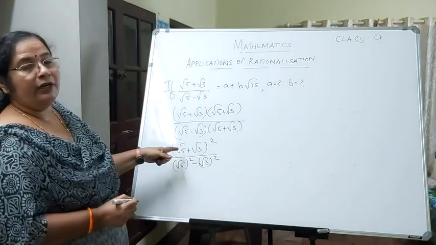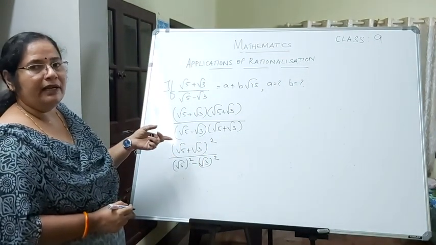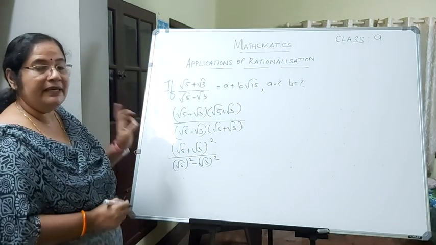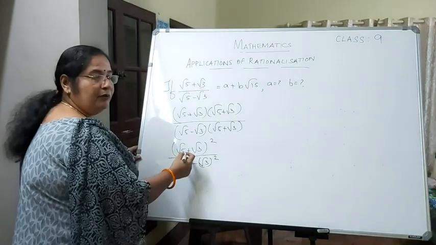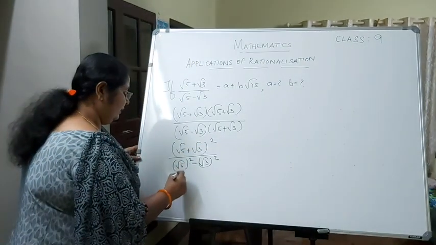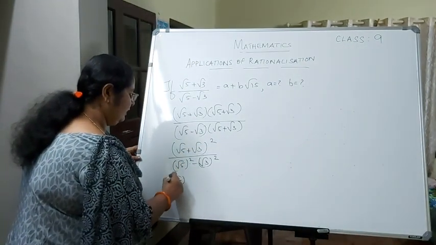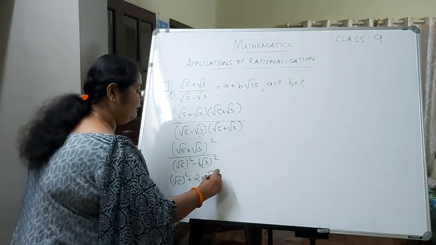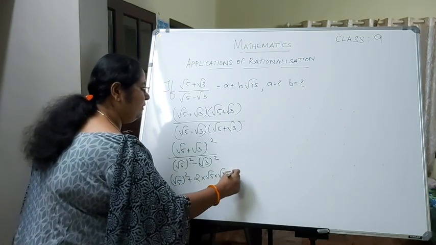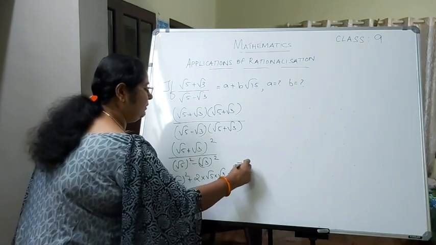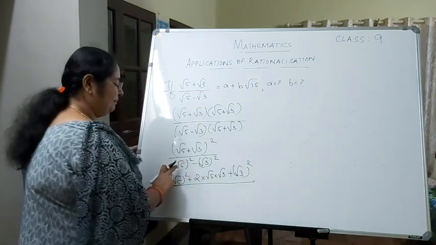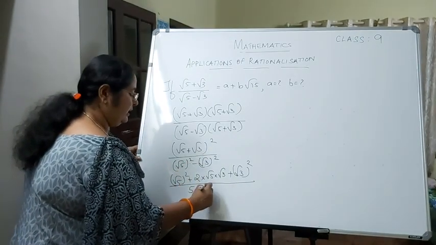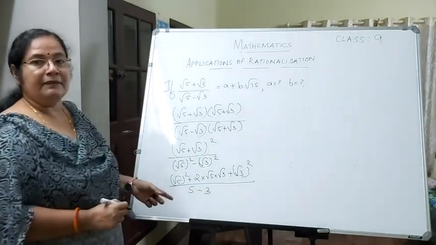Now for the numerator, what identity? A plus B the whole square is equal to A square plus 2AB plus B square. So what is our A here? Root 5, and B is root 3. So you will get A square, root 5 the whole square, plus 2AB, 2 into root 5 into root 3, plus B square, root 3 the whole square, divided by root 5 square is 5 minus root 3 square is 3. Is it clear?